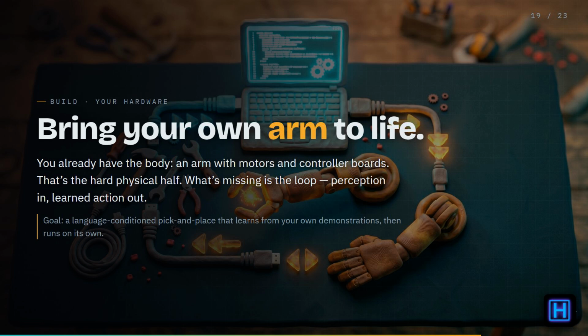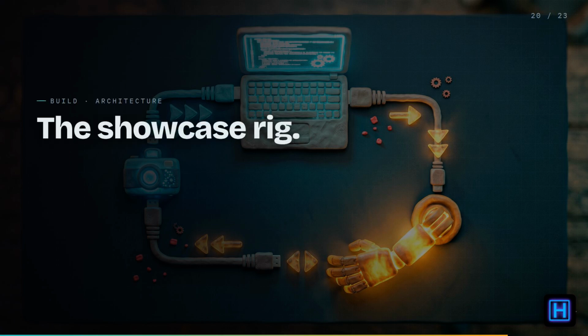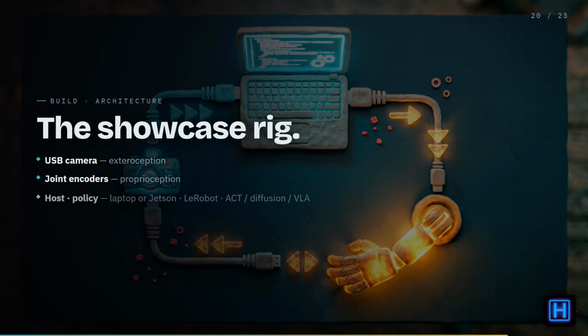Camera and encoders perceive, your motors act, your laptop or Jetson is the policy. The showcase rig: a USB camera provides exteroception and the joint encoders provide proprioception. Both feed the host that runs the policy, a laptop or Jetson running LeRobot with ACT, a diffusion policy, or a VLA. The host sends joint commands over USB to your arm through its driver board and bus servos. The world changes, the sensors read the new state, and the loop closes.